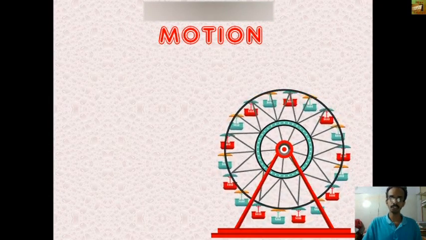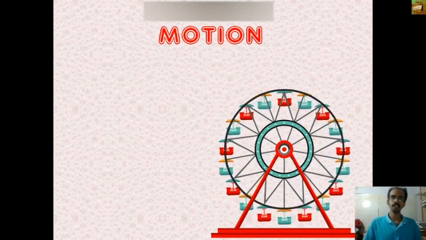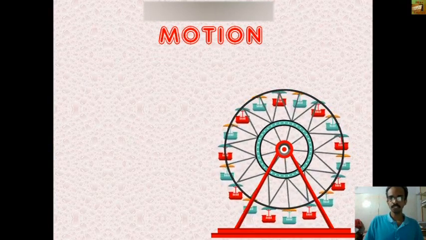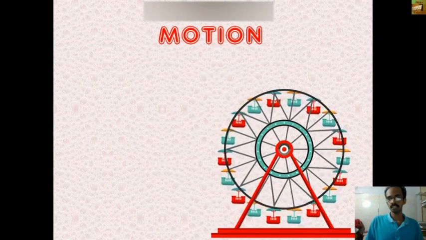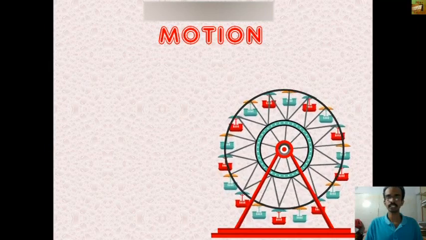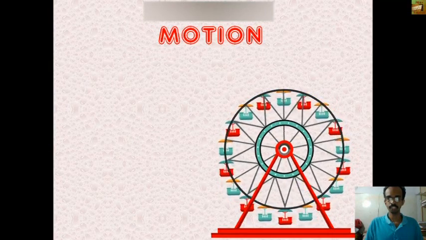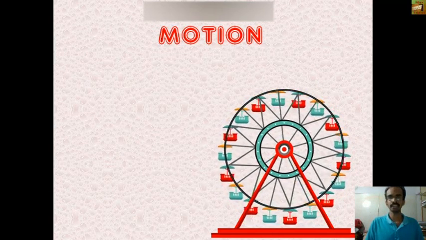Then another type of motion is random motion. Random motion means the motion which is theoretically predictable but practically unpredictable. That is, it is hard to ascertain the way a body moves. In that case, that kind of motion is called random motion.